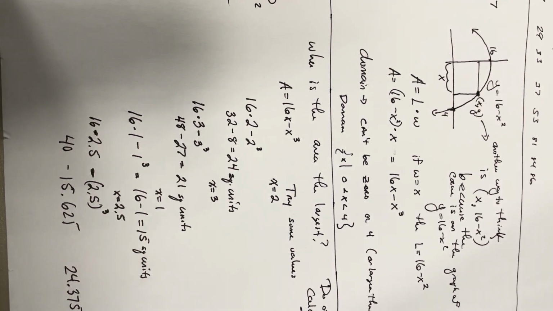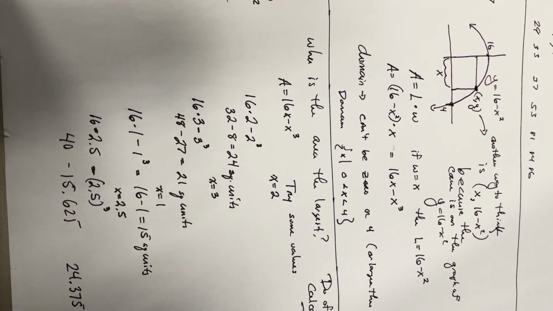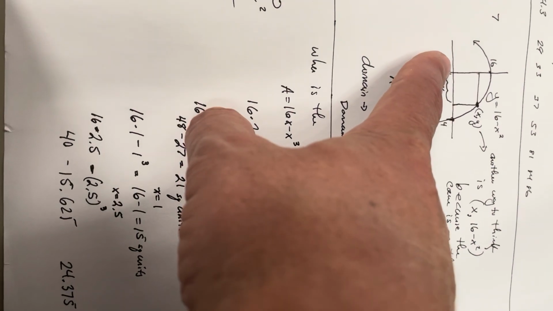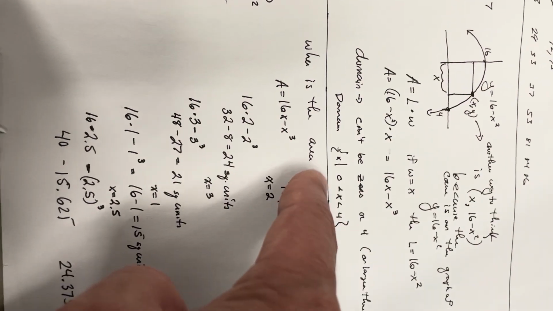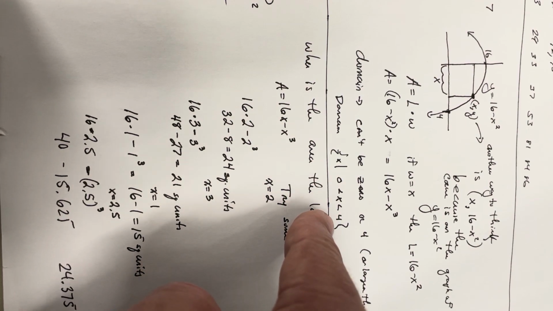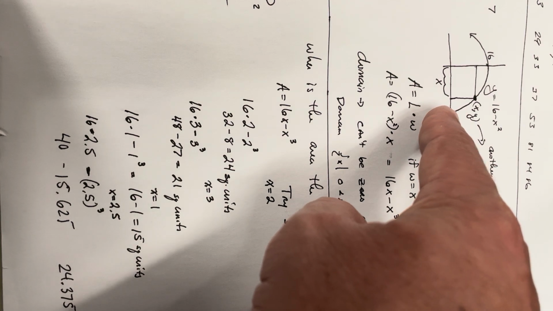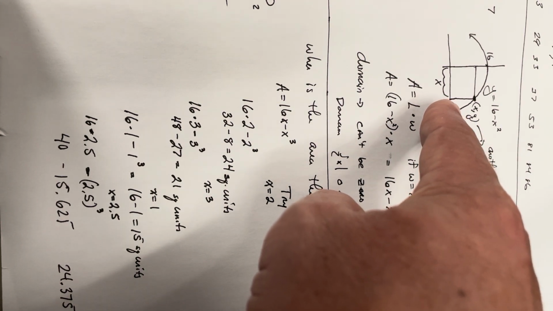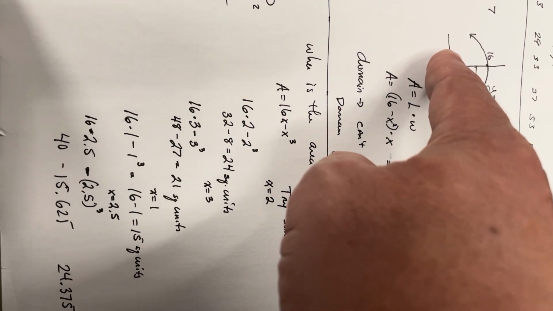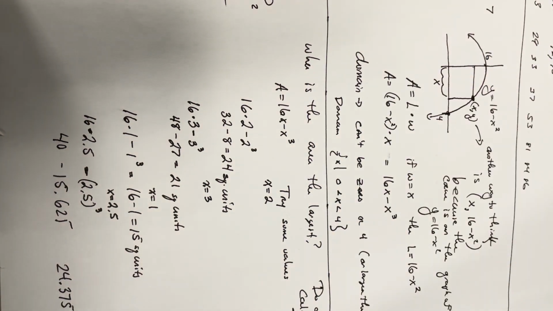And the first thing, which I'm going to do out of order, is I'm going to talk about the domain. So the smallest x can be is just a smidge to the right of 0. And the largest x can be is just a smidge to the left of 4. Because if it was 4, you wouldn't have a rectangle, you'd have a line. And if it was 0, you'd have a vertical line.